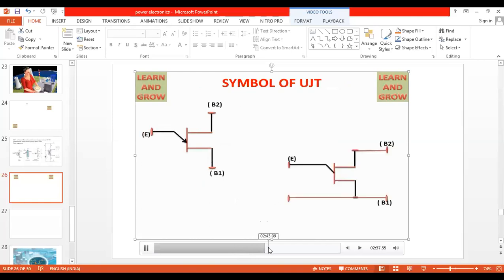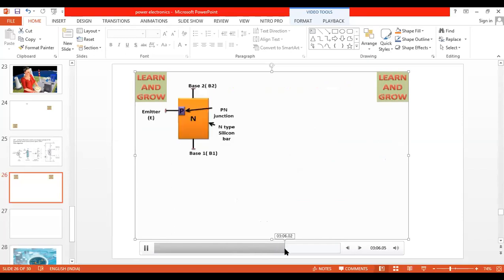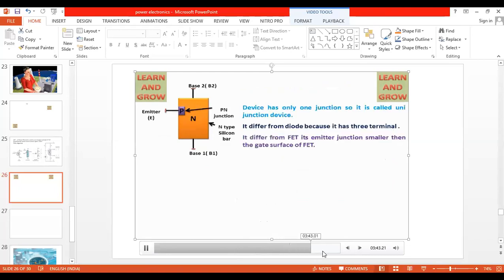So now we are supposed to bias the UJT. You can see both the terminals are connected to the positive and negative. B1 is connected to negative, B2 is connected to the positive, where VE is the voltage applied to the emitter terminal of the UJT. So what exactly happens here? When the UJT is properly biased, we see the movement of the charge carriers. UJT has got only one junction, that's why it is called the uni-junction transistor.